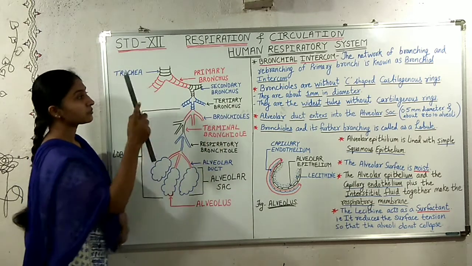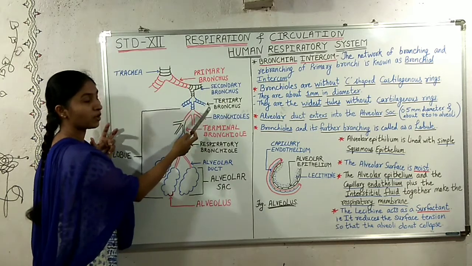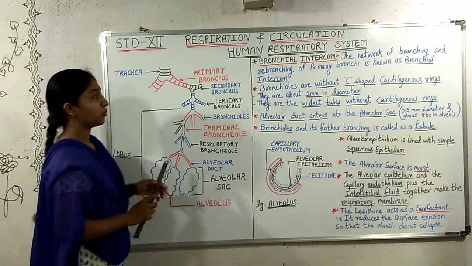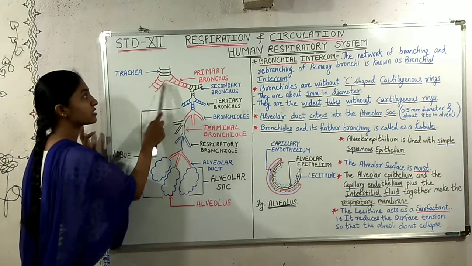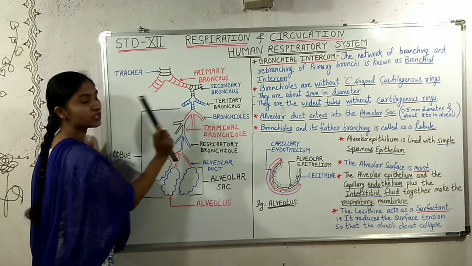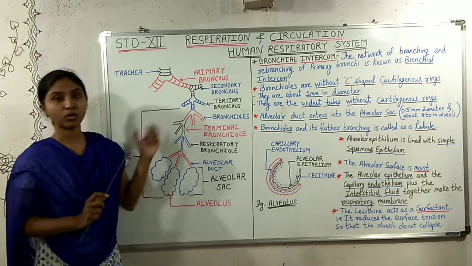Now here, these primary bronchi, secondary bronchi and tertiary bronchi have C-shaped cartilaginous rings for their support. Just like the trachea, you can see here in the diagram, these primary, secondary and tertiary bronchi also have the C-shaped rings to support them.